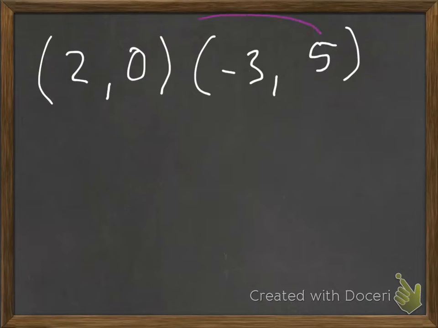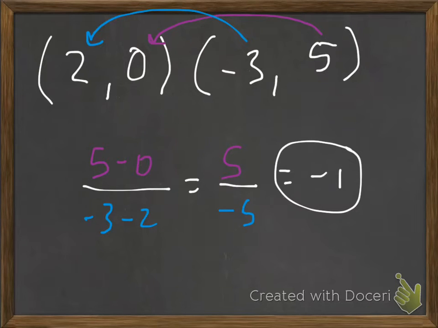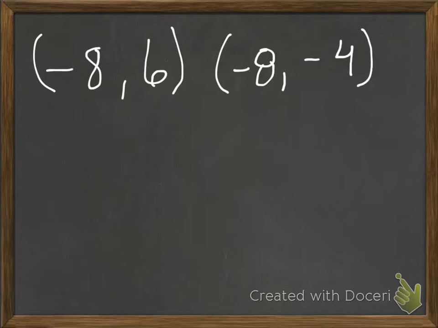Alright, so I said 5 minus 0 divided by negative 3 minus 2. What we get from there is, well, 5 minus 0 is just going to be 5. Negative 3 minus 2 should be a negative 5. This also gives us a negative 1. And I'm not doing this on purpose. I totally came up with these numbers and I'm getting the same slope. I'm not doing that on purpose. Negative 1. Okay? Very cool. Let's try this one now. Try this one.